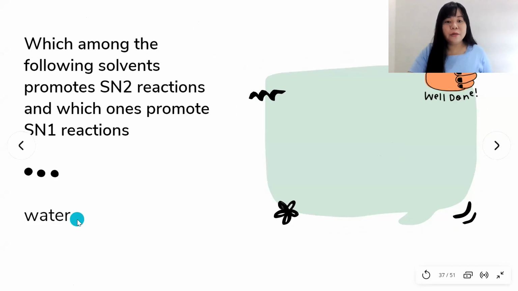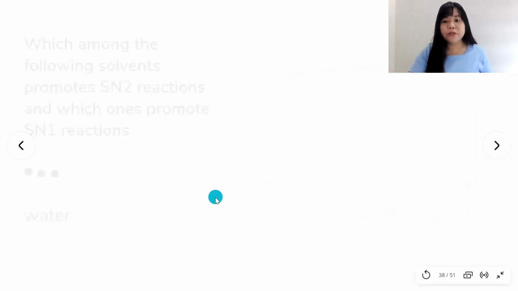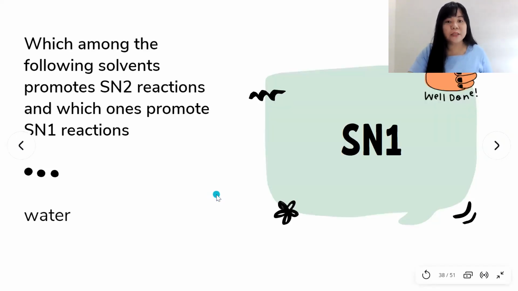Finally, we have water. So we know that water undergoes autoionization, producing OH minus and H plus, or hydronium ions, in the system. Therefore, it promotes SN1 reactions.